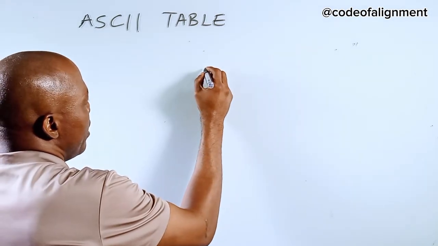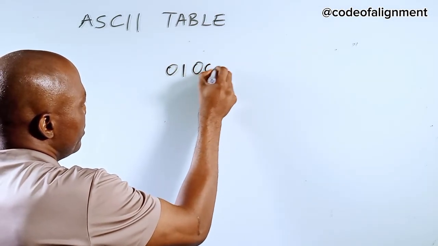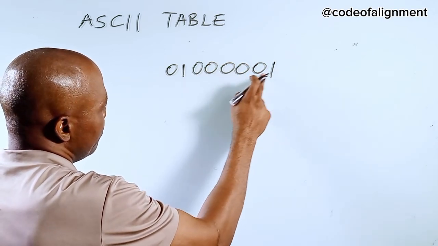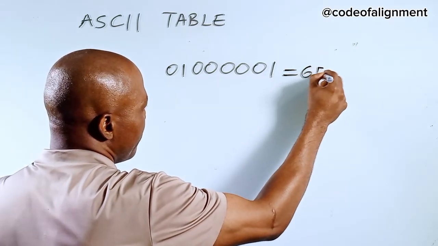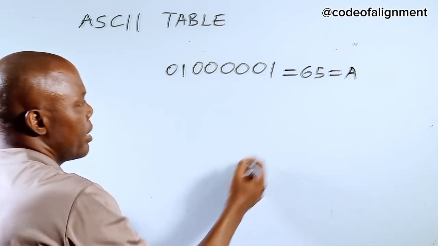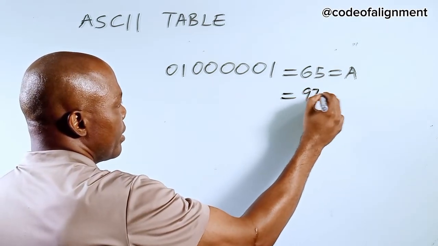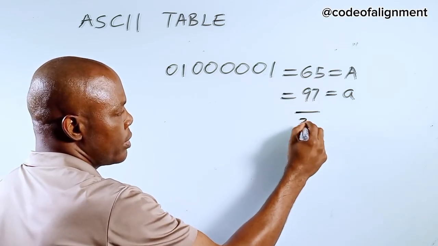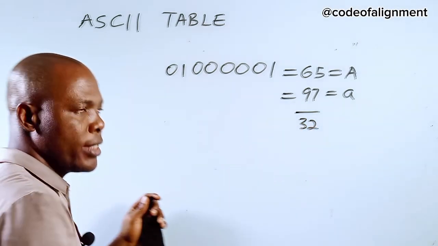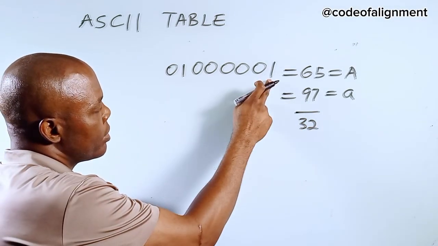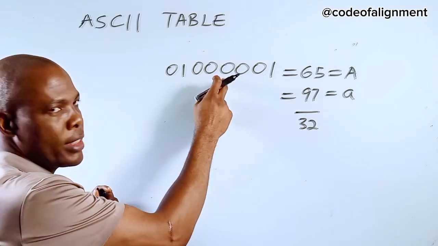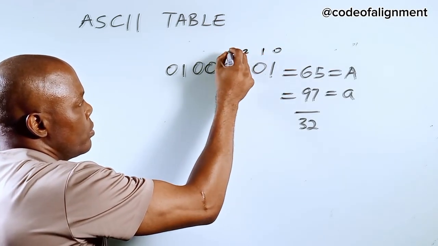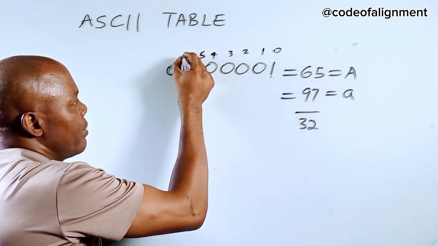So if we have 0, 1, 0, 0, 0, 0, 0, 1, positions 1, 2, 3, 4, 5, 6, 7, 8, that is 65. And this equals capital A. So we now have 97 equals lowercase a. Now, the difference between 97 and 65 is what? 32. So what this simply tells you is that all I need to do is flip one bit in this, and I will get lowercase a. So if this is 0, and this is 1, this is 2, this is 3, this is 4, and this is 5, this is 6.